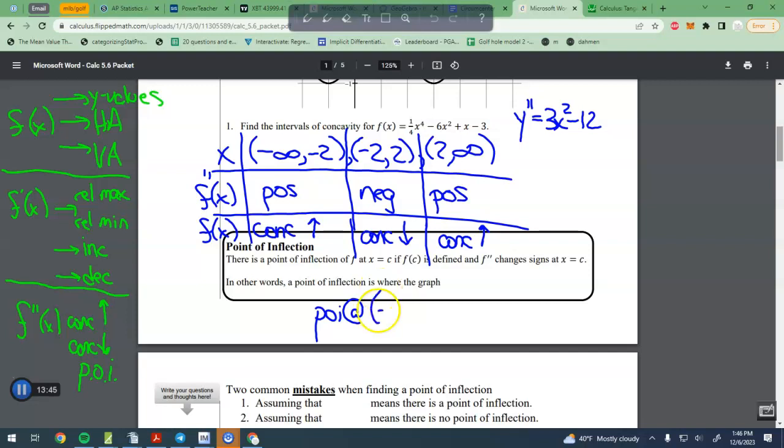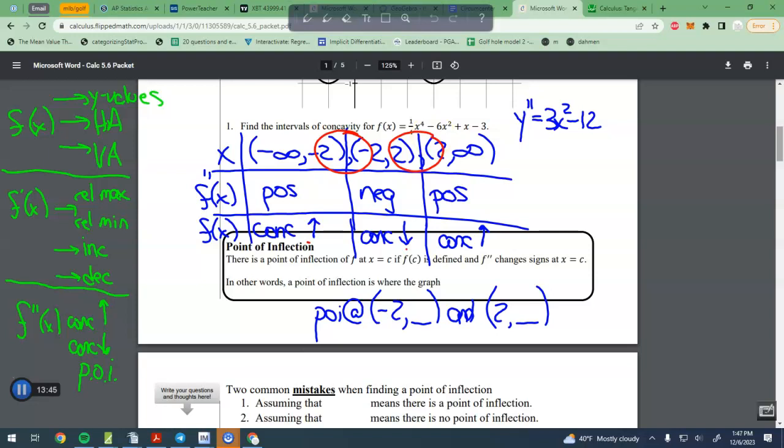So point of inflection at negative 2, comma, where do I plug in to find y values? The original, which I don't even, oh, it's right there. Oh my god. Okay, something, and 2, comma something. I don't care about the something right now. I care that you can see that because we switched from up to down, down to up, at those 2 spots, those are points of inflection.